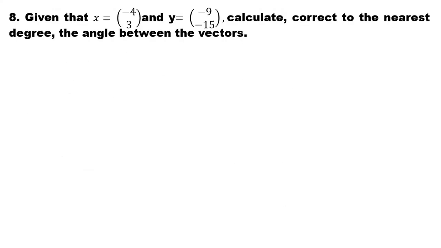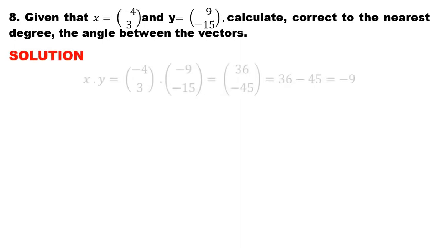We have vector x given as minus 4, 3, and vector y as minus 9, minus 15. We are to calculate to the nearest degree the angle between the vectors. So let's do this together. So first thing I'll do is to take the dot product of the vectors, and I have 36 minus 45, and that gives me minus 9.